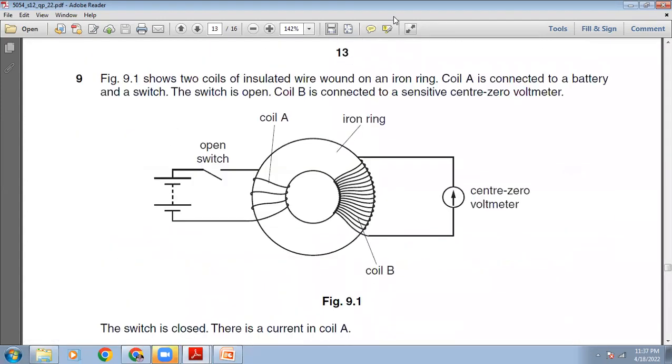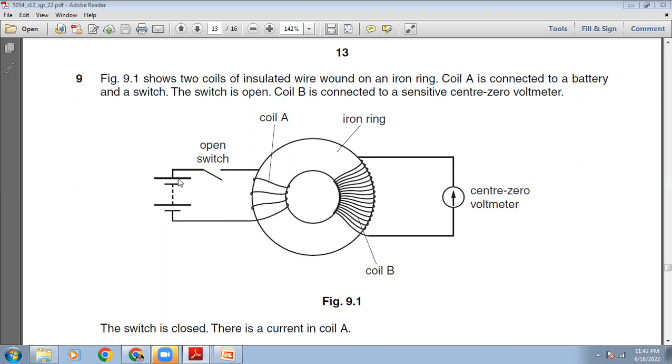Question number 9 is showing up on your screen. It says figure 9.1 shows 2 coils of insulated wire wound on an iron ring. Coil A is connected to a battery and a switch. The switch is open. Coil B is connected to a sensitive center-0 voltmeter. Here you can see we have a soft iron ring, and on this ring we have coil A. We call it the primary coil, and it has 1, 2, 3, and 4 turns.